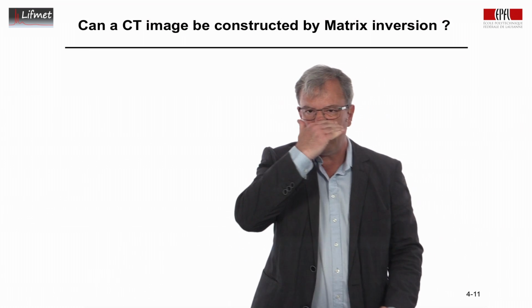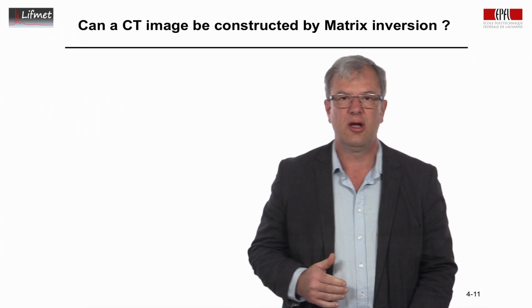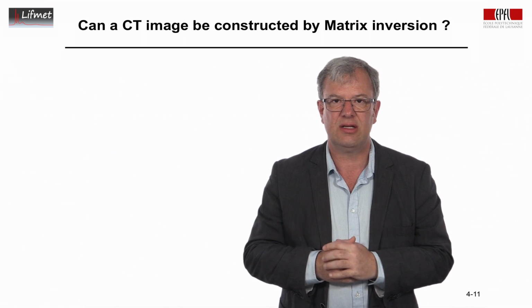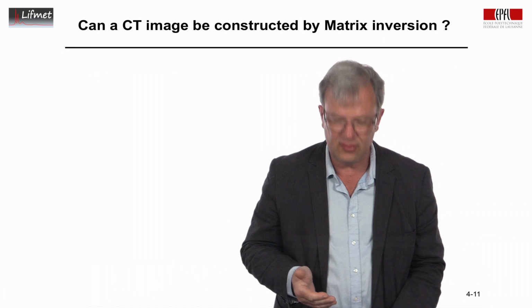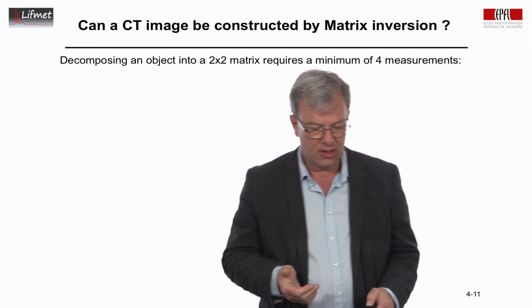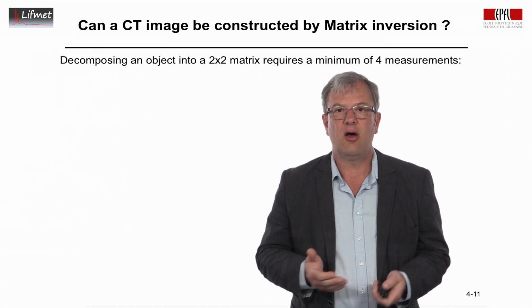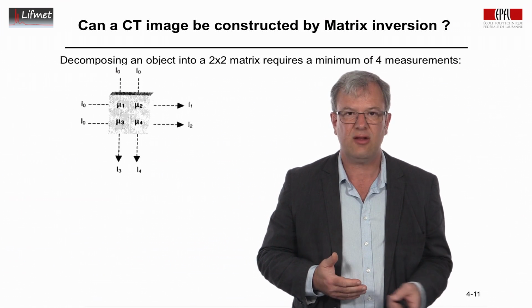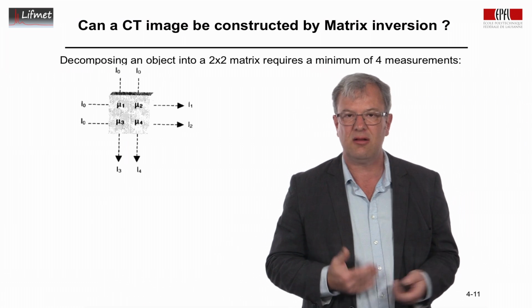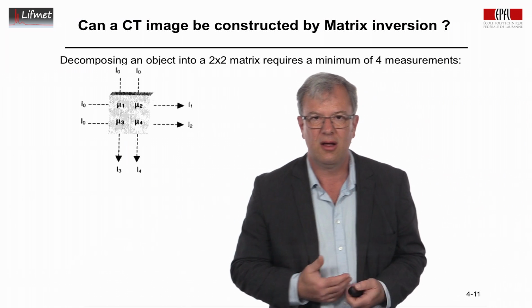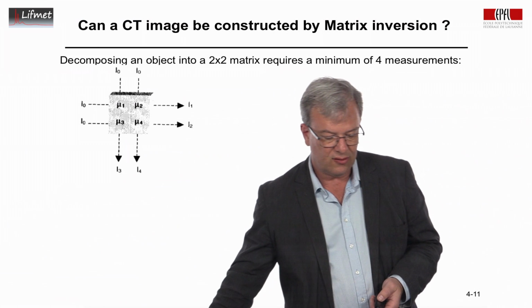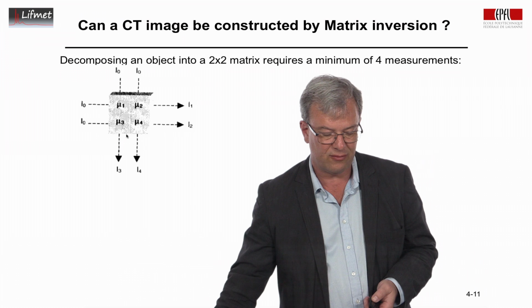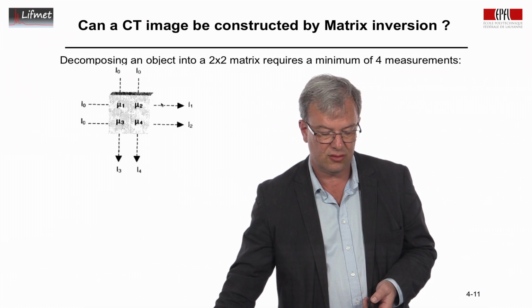So the good news is we have independence of each pixel in the image. They are uniquely represented. And so the question is, what if we did a simple matrix inversion? Let's take an object that we have decomposed into a 2x2 matrix. It's not very meaningful practically, but we can assume that we can do that. And so we have 4 linear attenuation coefficients to consider. We have 4 intensities. We have measured 4 projections, 2 here, 2 here.